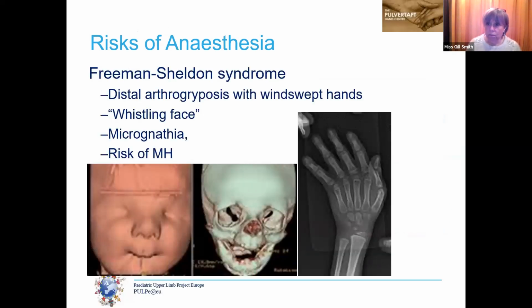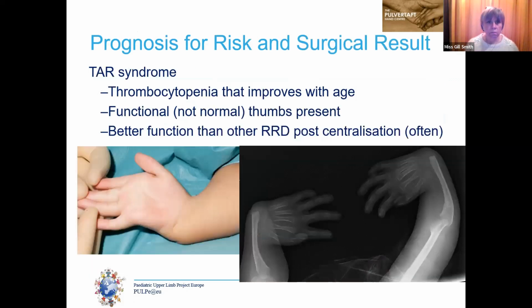Freeman-Sheldon syndrome may appear easy. These are the ones that have distal arthrogryposis with windswept hands, so they have ulnar deviation of their fingers at the MP joints, and they have a little pinched-in face, a whistling face, and they're micrognathic. So they can be a difficult intubation, and they always need a small ET tube if you're going to put an ET tube down them.